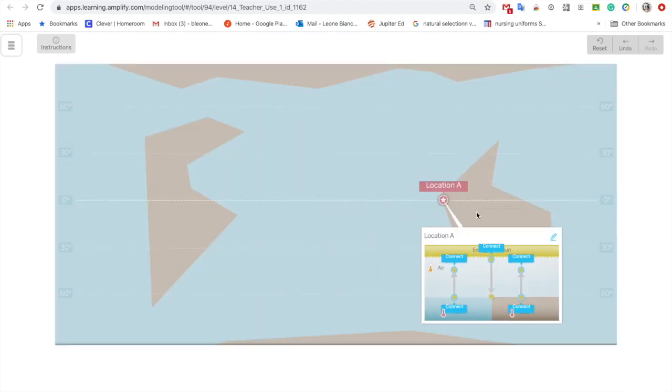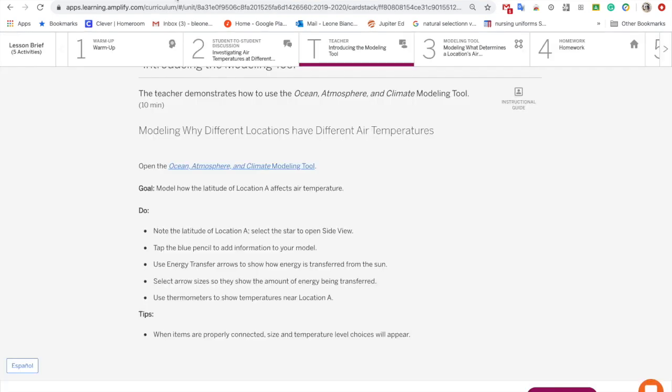I'm going to X out of this. Now, the reason why I made this so hot is because if you look at location A, it is on the equator. And because we know that the equator is the hottest part on Earth, I'm going to go back to the Amplify website, click Next Activity.